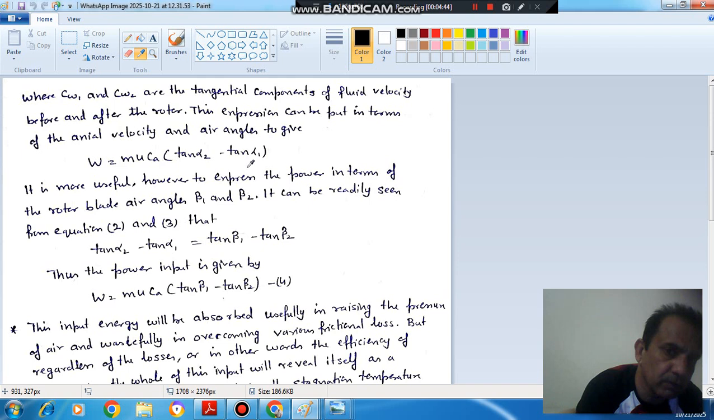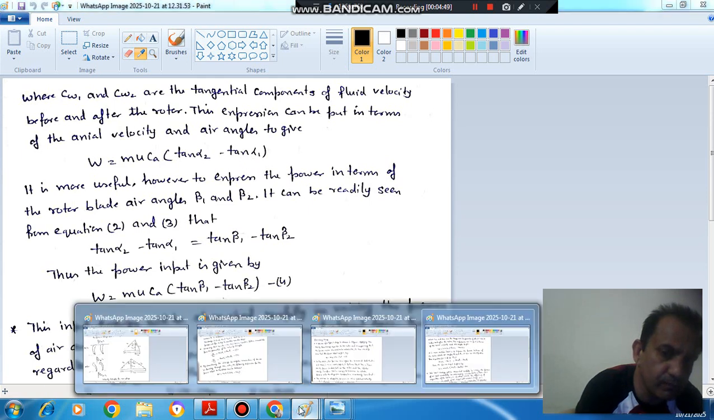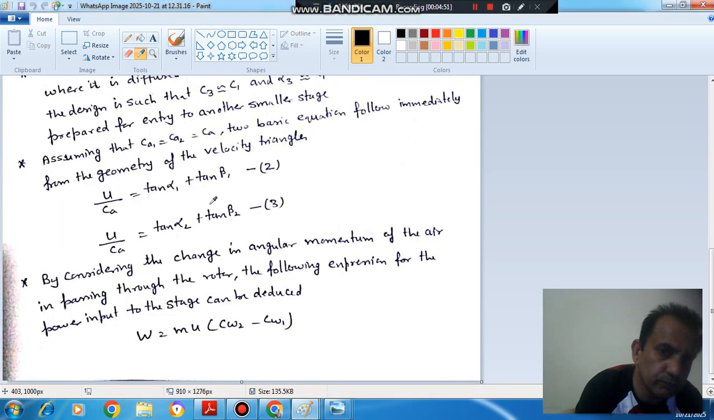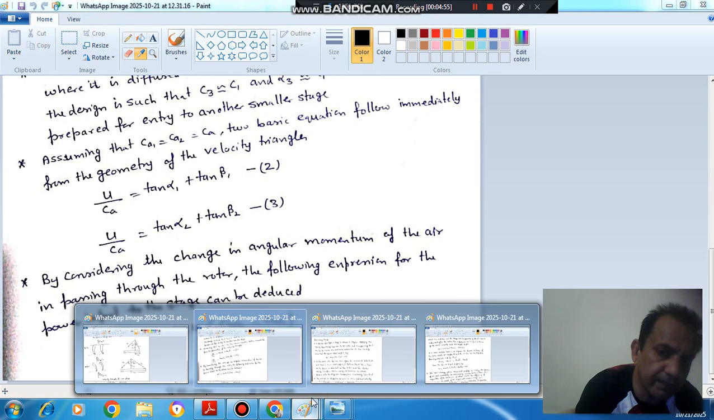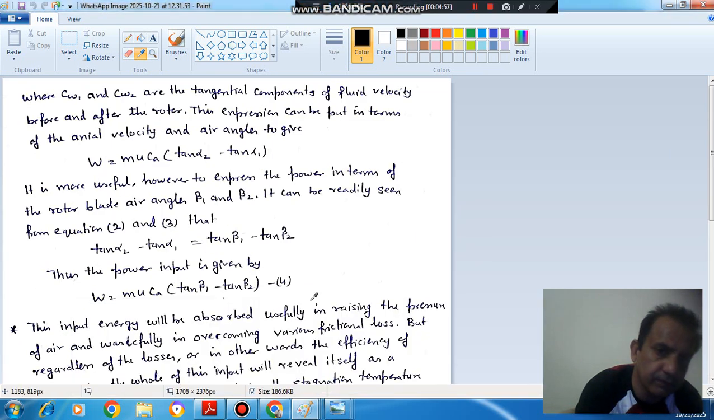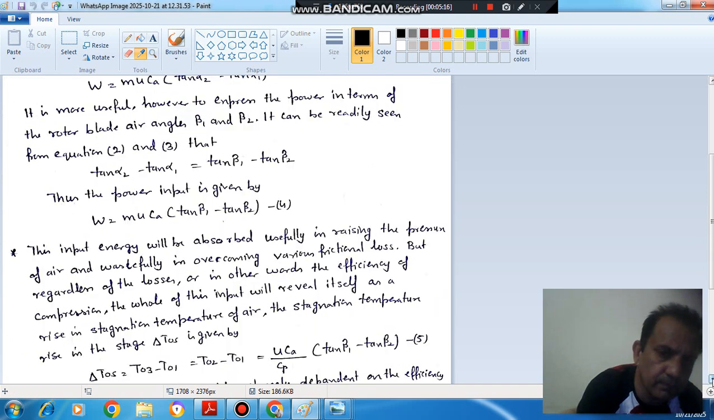Now from equations 2 and 3, these two are equal. So we can write tan alpha 2 minus tan alpha 1 is equal to tan beta 1 minus tan beta 2. So work done has another expression, that is m U CA (tan beta 1 minus tan beta 2). So this is in terms of velocity and angle, and in terms of temperature we have already found this.